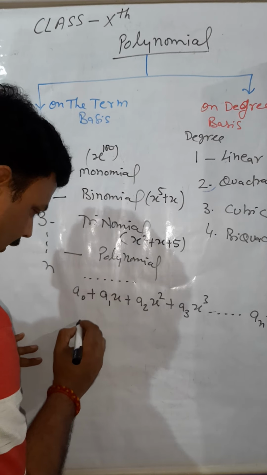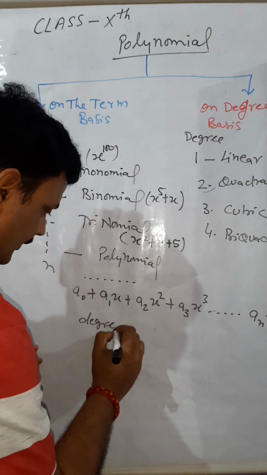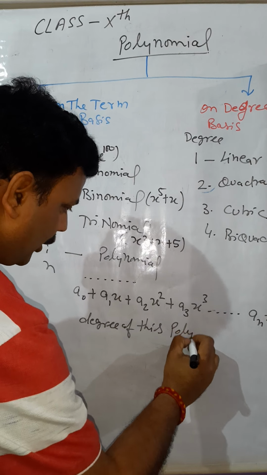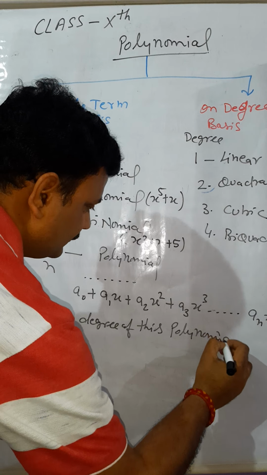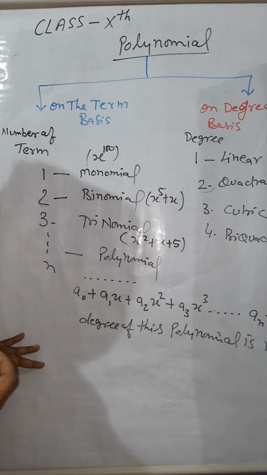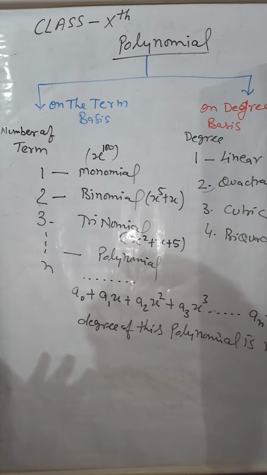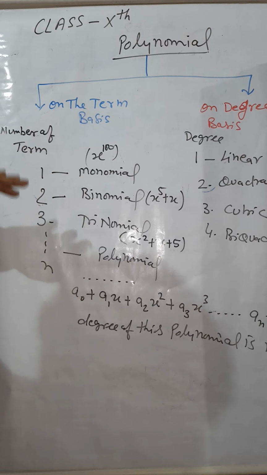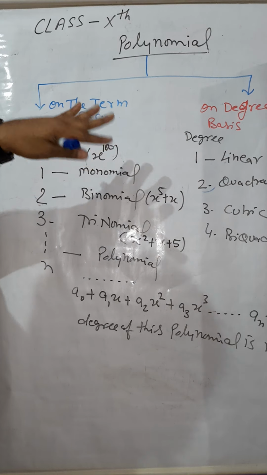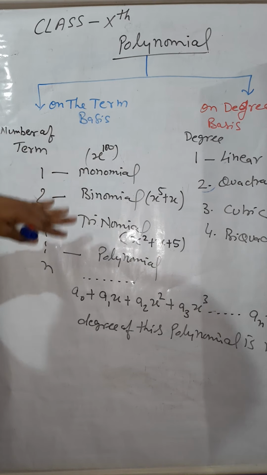So the degree of this polynomial is n, and the number of terms is also n. So on the basis of two things, term and degree, we can classify polynomials in this way.